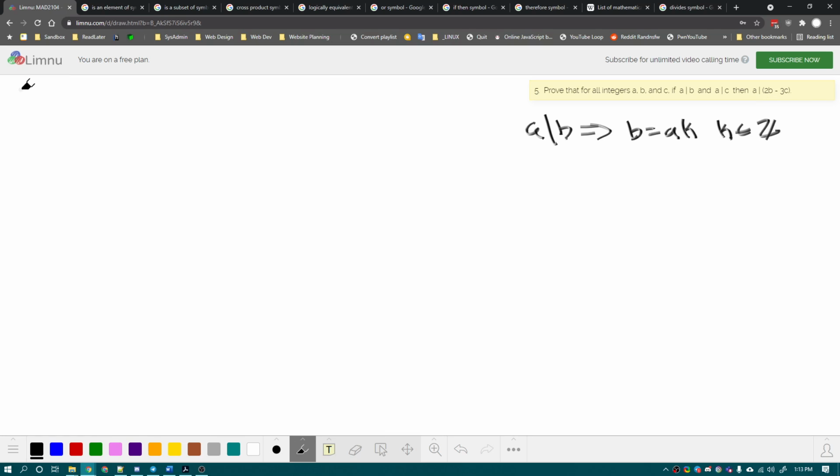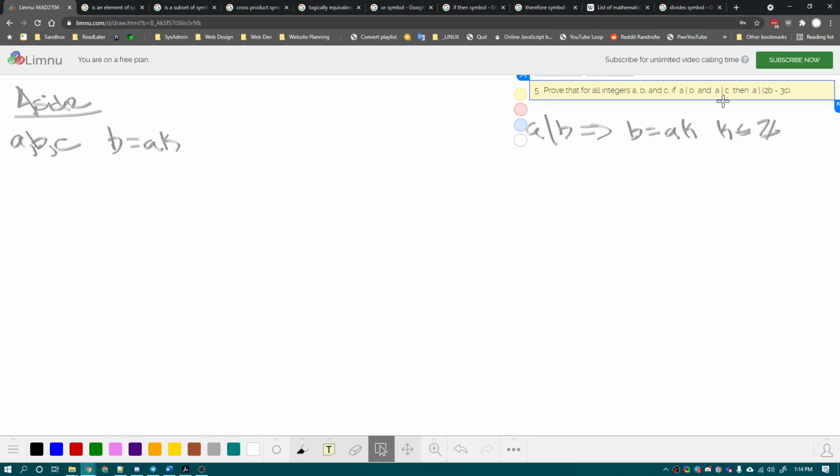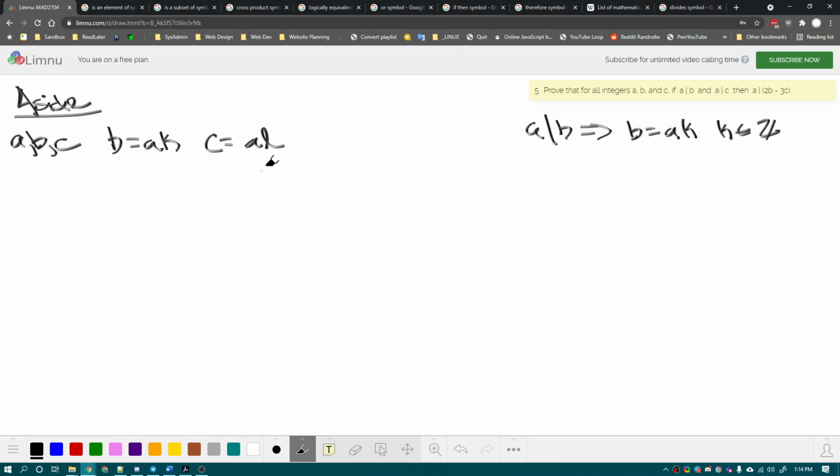So as usual with these proofs, I'm going to start with an aside. I'm going to write down everything I know and see if I can work out the problem. And so I know that A, B, and C are integers, but not just any integers. They have to meet this criteria. So instead of writing A divides B, I'm just going to write B is equal to A times K. Instead of A divides C, I'm going to write down C is equal to A times L. Keep in mind K and L have to be different variables, otherwise you're implying that it's the same number.